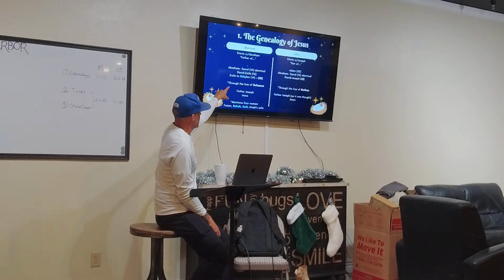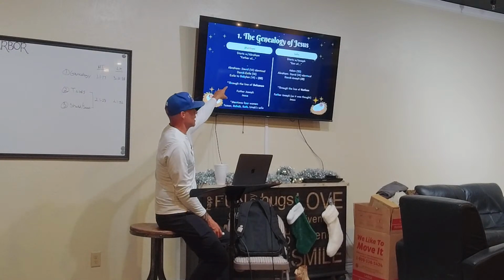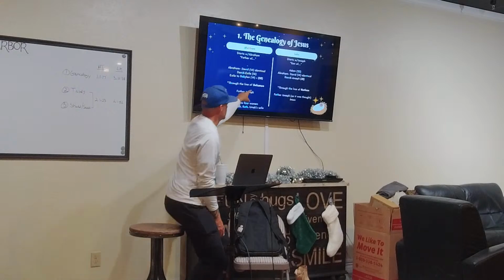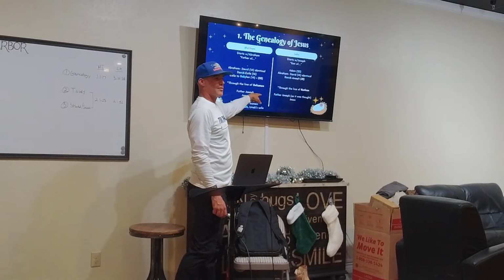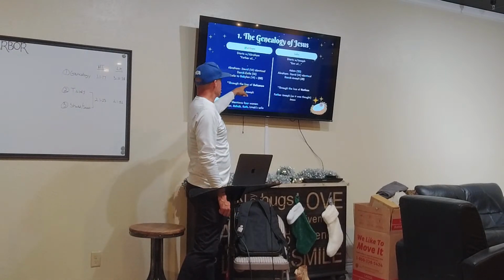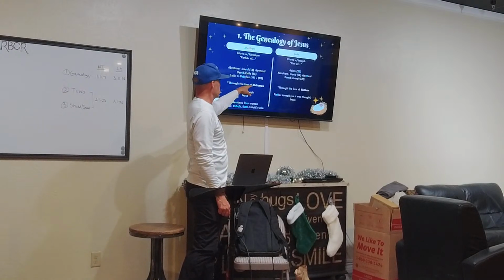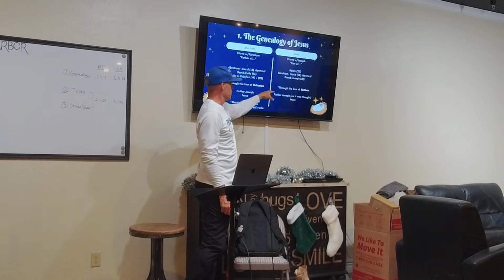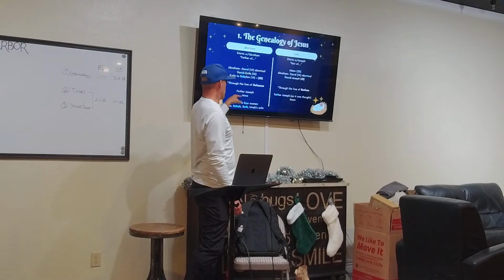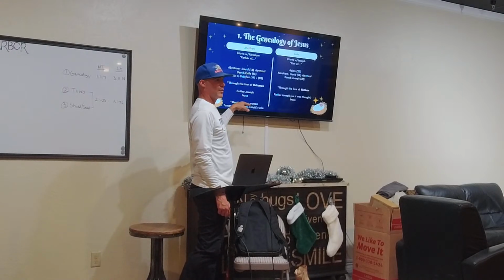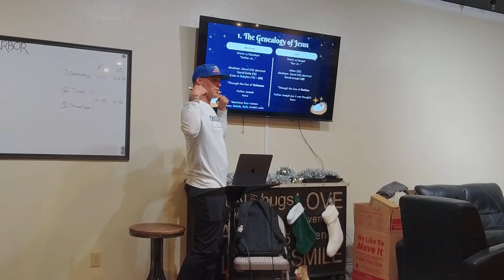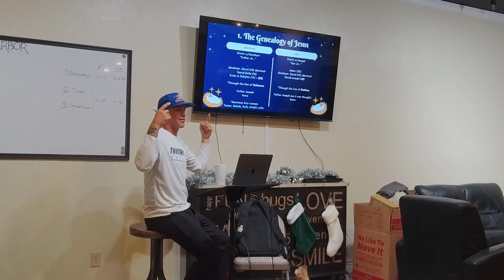Matthew says that Jesus comes from David's son Solomon. Solomon and Nathan are both David's sons. Matthew tracks the genealogy from Solomon, and Luke tracks it from Nathan. They both end up at Joseph somehow, but they disagree on who Joseph's dad is.